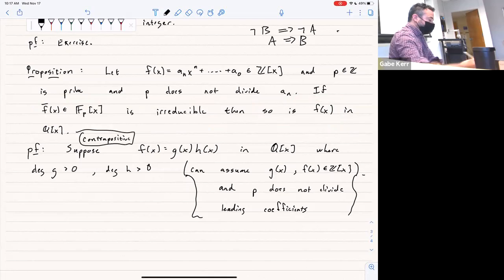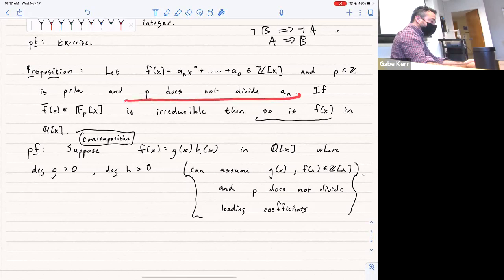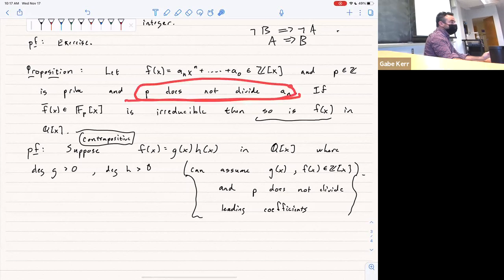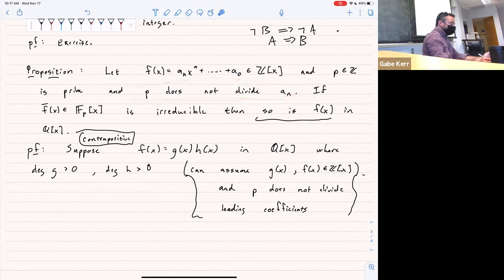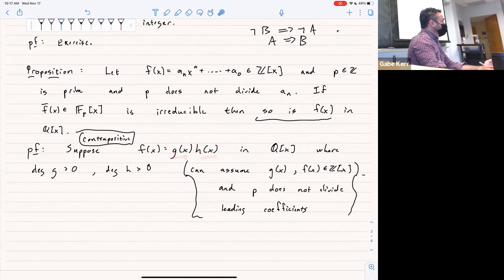So what am I assuming for the contrapositive? I'm assuming that f is not irreducible, maybe it's reducible, and I want to conclude that f bar is reducible. So I suppose it's reducible, and I still have this presupposition: p does not divide a_n. That's part of my assumptions. a_n is the product of the leading coefficients of these two. If p doesn't divide a product of two numbers, then p doesn't divide either one of them. Otherwise, it would divide the product. So that's why I can assume this.